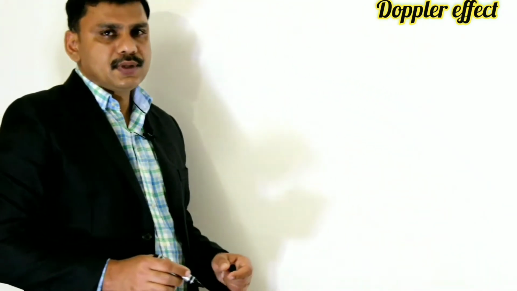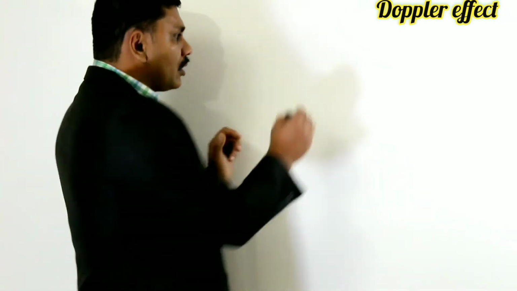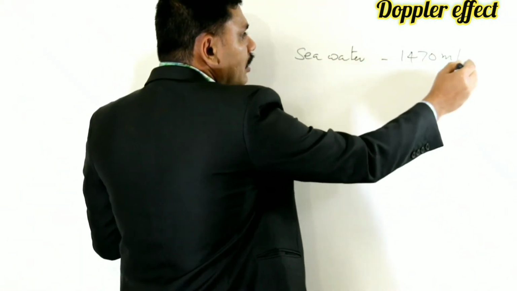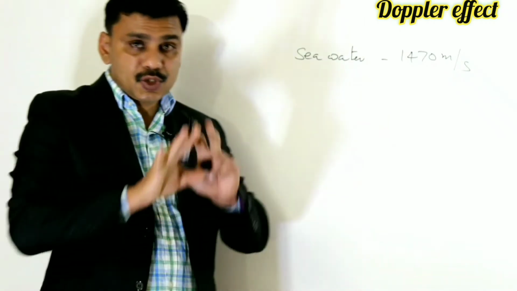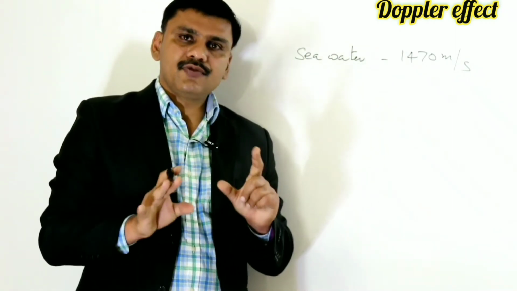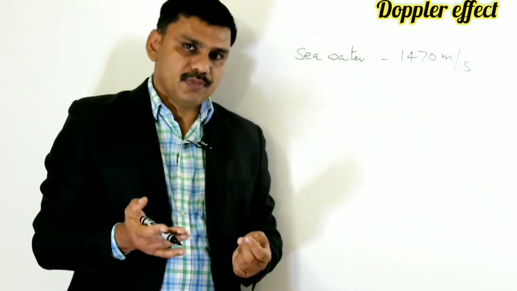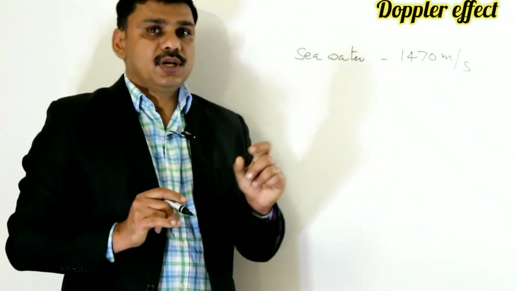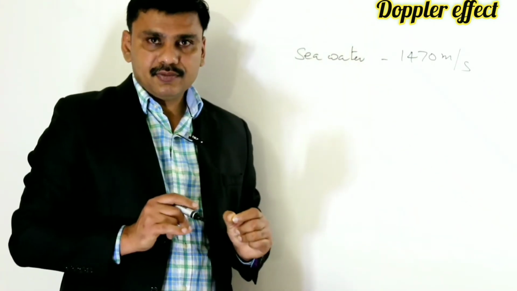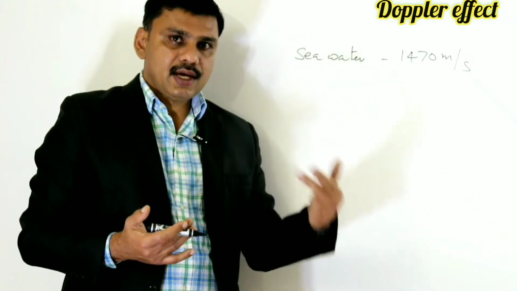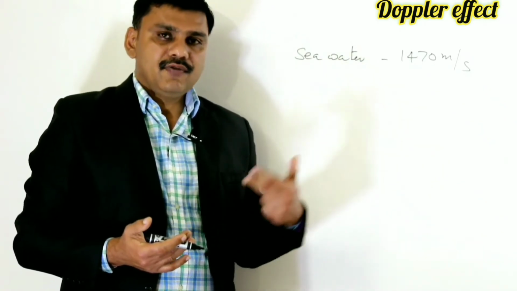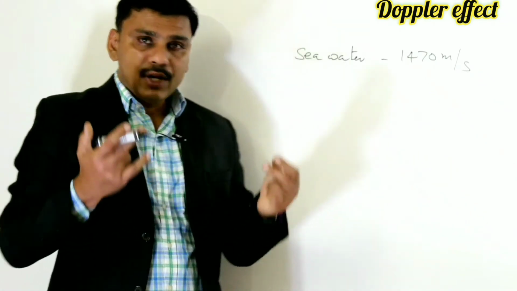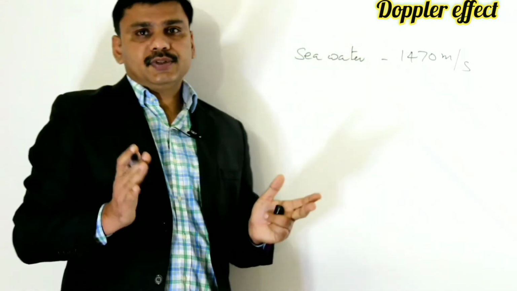In some numerical problems, they are giving the medium as seawater. In that case, the speed of sound is nearly 1470 meters per second. It is not 340 meters per second, and the value will be given in the question paper. So don't be confused and don't put the value 340. Many of the learners are substituting the value as 340. So check the medium where the Doppler effect is taking place. If it is in air, the speed of sound is 340 meters per second. If it is in seawater, the speed of sound is 1470 meters per second. So when you do the numerical, check the medium.